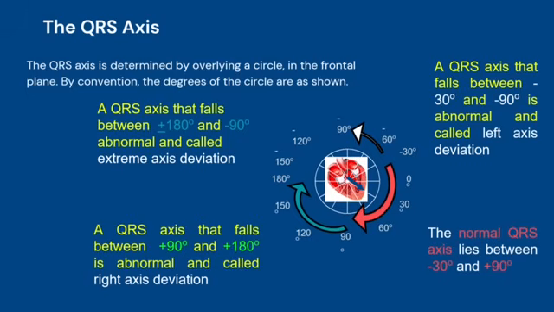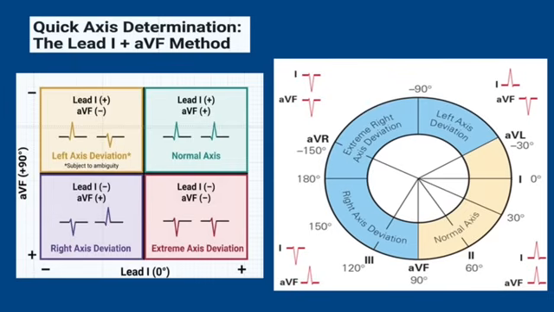How to determine the cardiac axis? I will tell you a very simple method to do it. Look at only two leads, lead 1 and aVF. If we put lead 1 and aVF like this, it will divide this circle into 4 quadrants: this quadrant and the above quadrant here, and this quadrant and this quadrant.